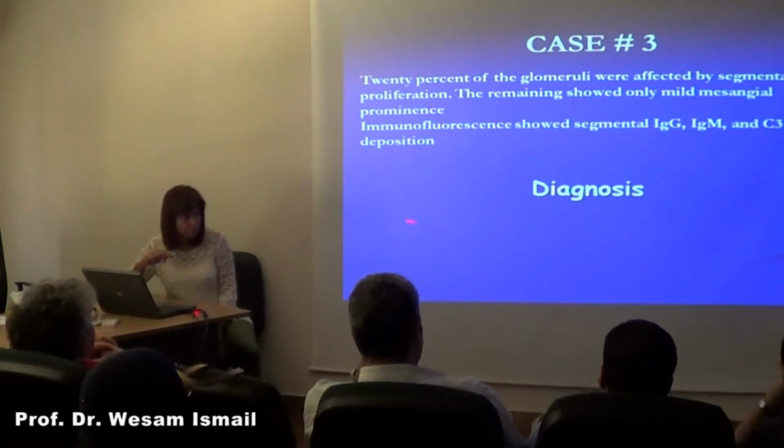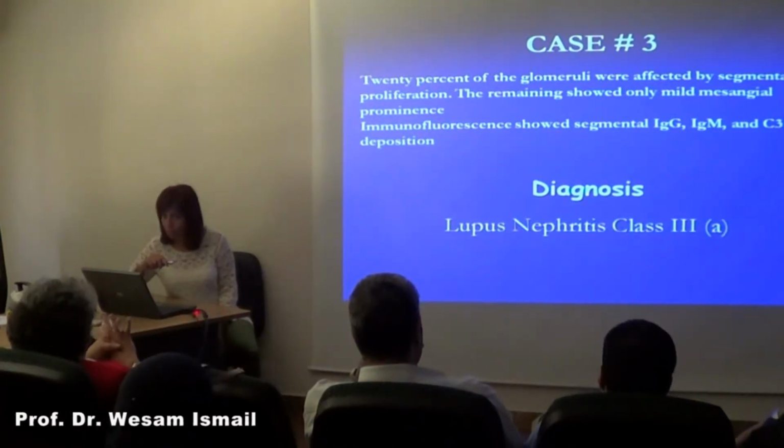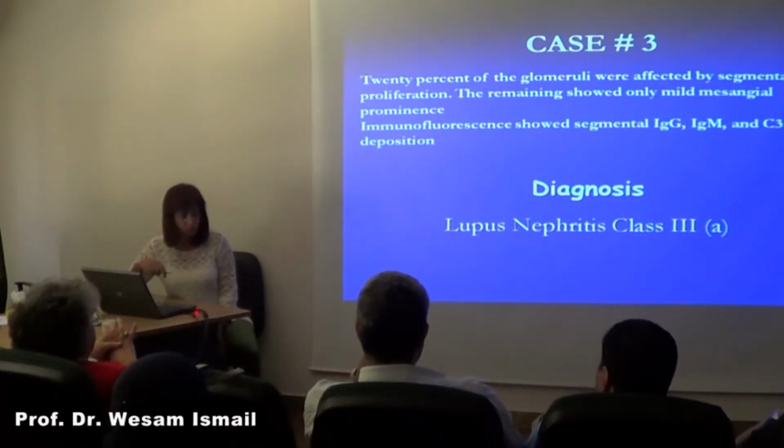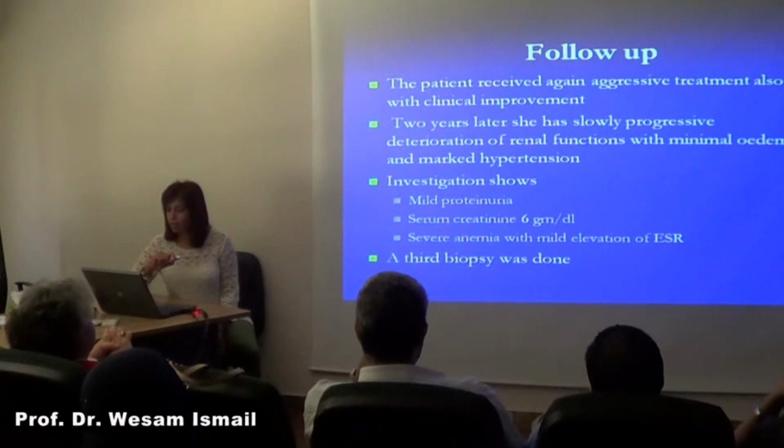Her IF again showed the same pattern, and I diagnosed her as lupus nephritis class 3A. And actually, at this time, her chronicity was not that pronounced. I think her chronicity index was just 2/12 or something like this. The patient received again aggressive treatment, also with clinical improvement.